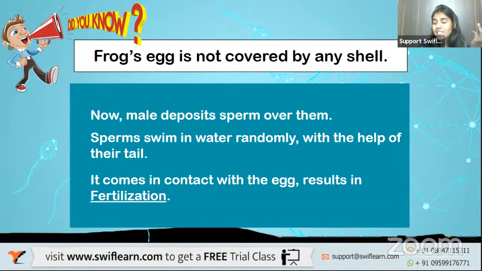What is fertilization? Fertilization is the fusion of male and female gametes. Where does this happen? In frogs, it happens outside, that is in water. The female comes and lays eggs in the water, the male frog comes and lays the sperms, and then both of them meet and fertilize to give you small cutie tadpoles.